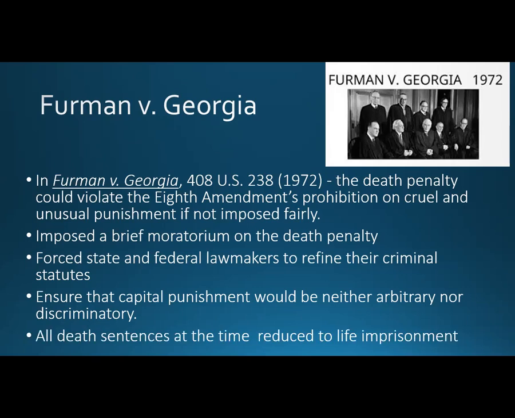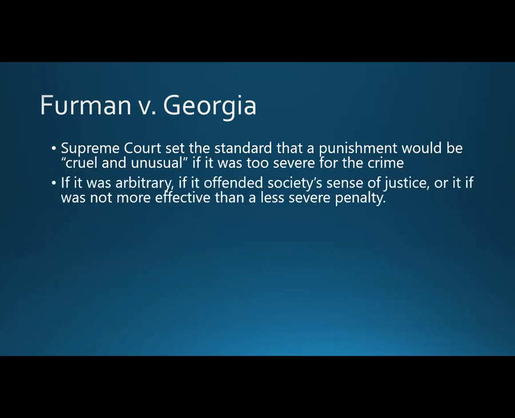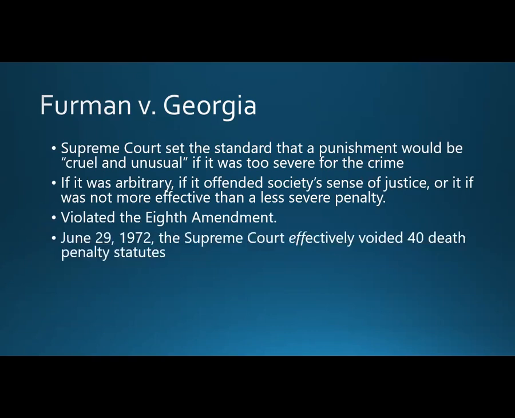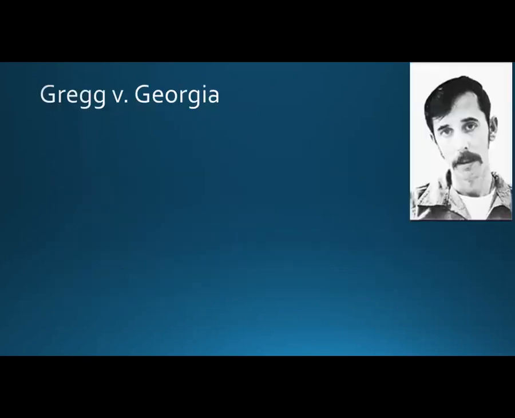Because the statutes were invalid, all the death sentences imposed under the state statutes were invalid. All death sentences were commuted. They were all reduced to life imprisonment. It would be cruel and unusual if it was too severe for the crime. Again, we talked about arbitrary, and it violated the 8th Amendment. It voided 40 death penalty statutes and commuted the sentences of 629 death row inmates. So if you were on death row before that time, you were now life in prison. After that time, you weren't so lucky.